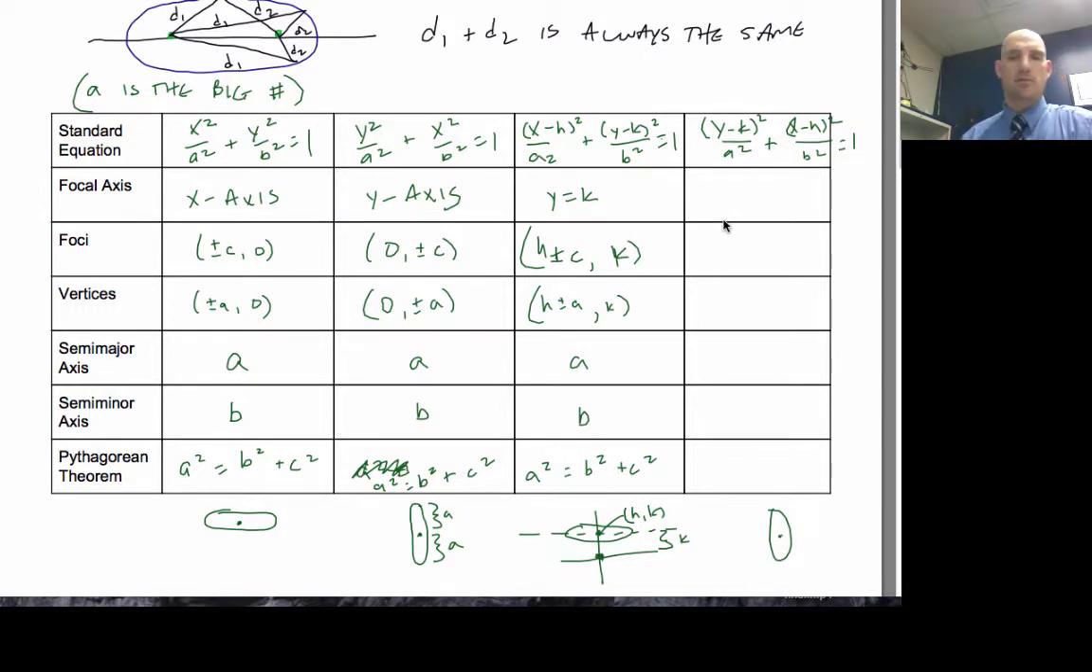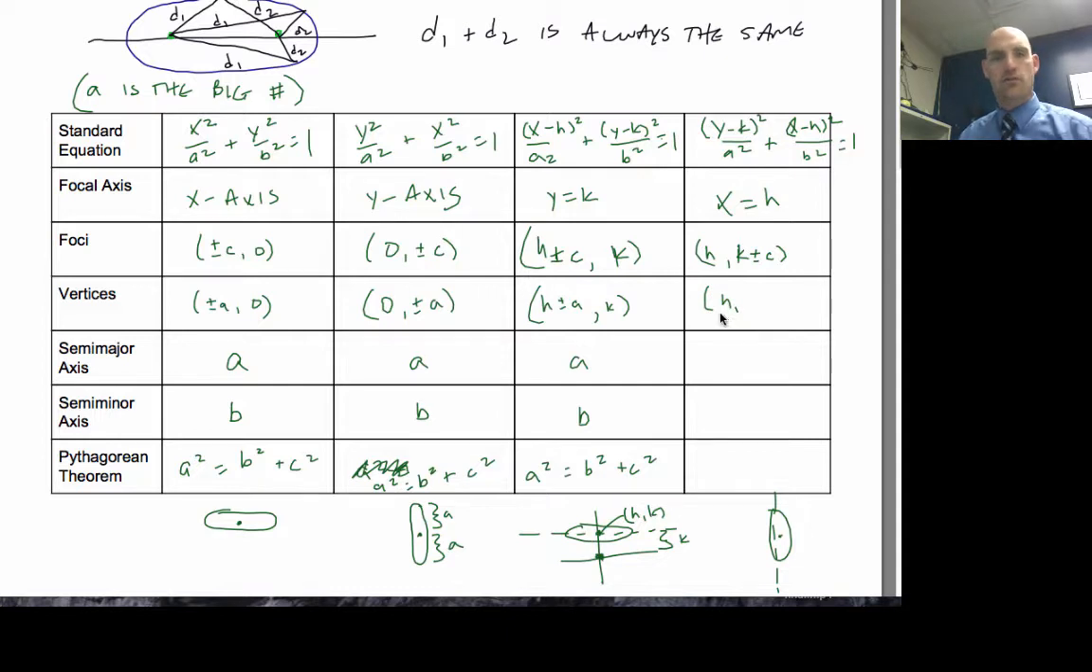What's my focal axis? Well, my focal axis is going to be an X equals number, right? Because the focal axis is going to be an up and down line, so it's going to be X equals H. My foci are going to be along that X equals H line, but they're going to be out a distance C. So what does that mean? Well, that means that I'm going to have H, so move it left and right, and then from there, K is my center, but I moved it out from that center a certain distance, and that distance is C. So K plus or minus C.